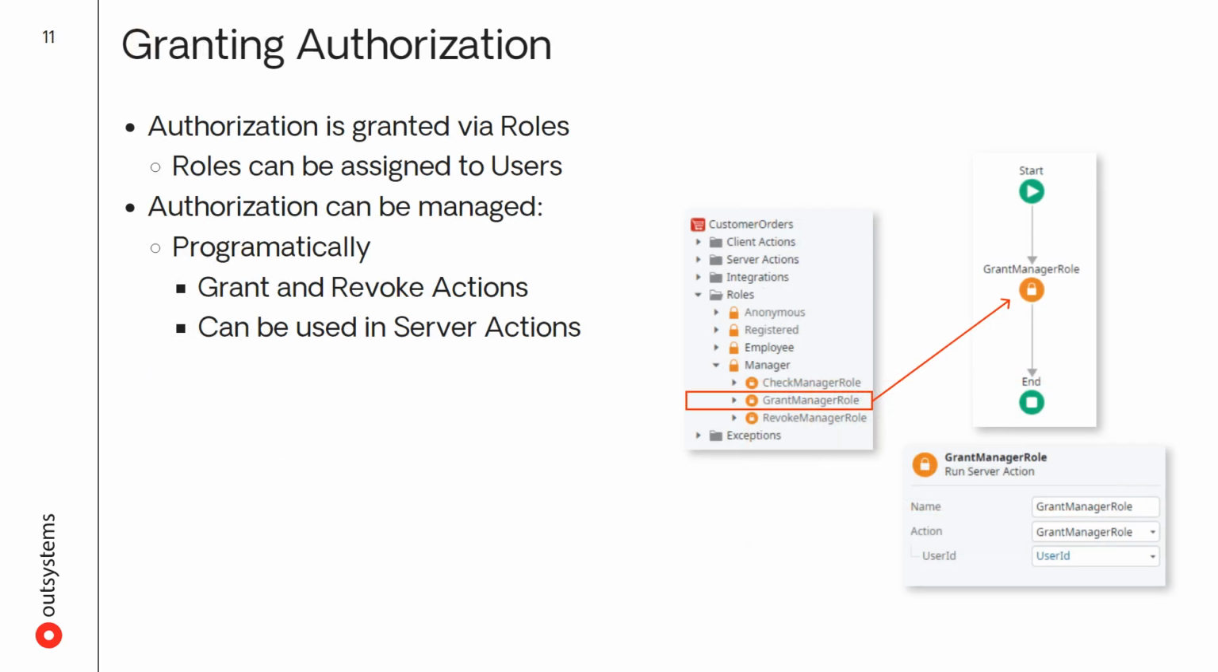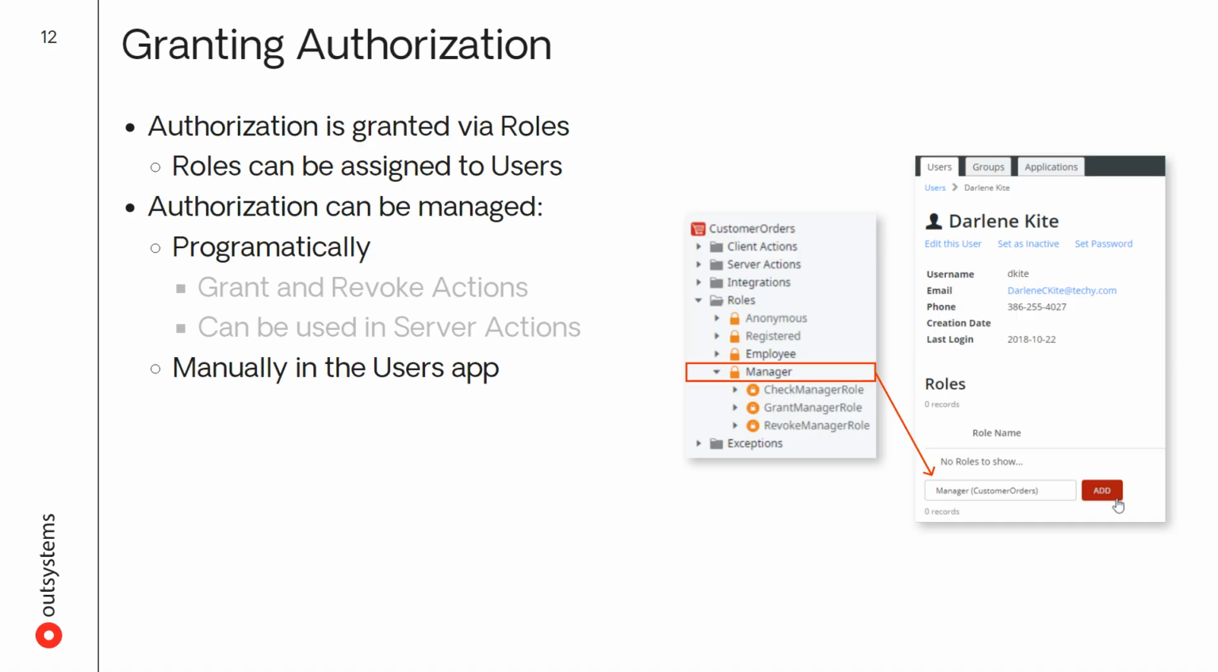As we discussed before, authorization is granted via roles. For that, we need to assign roles to users so they are able to do whatever we define that users with that role can do. Authorization can be managed programmatically using the grant and revoke actions. These actions expect the identifier of a user and can be used in any server action flow. Or we can do it manually in the Users application. By opening the details page of a user, we can choose a role and explicitly assign it to the user.